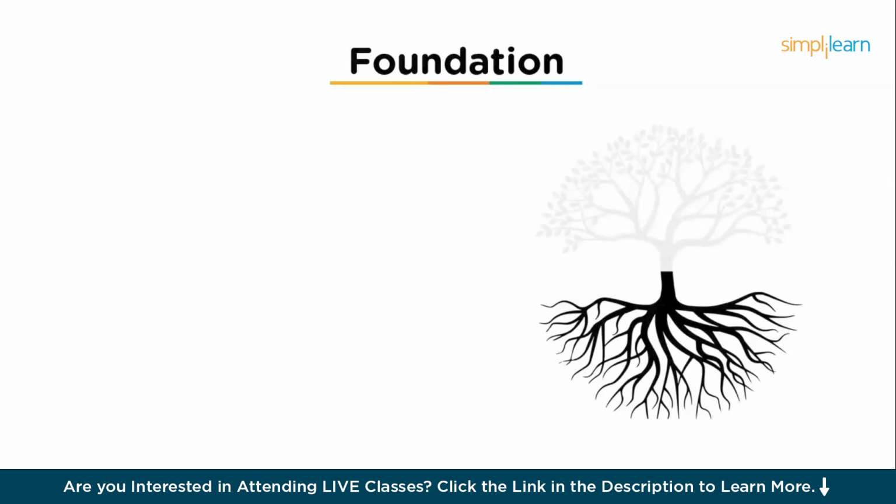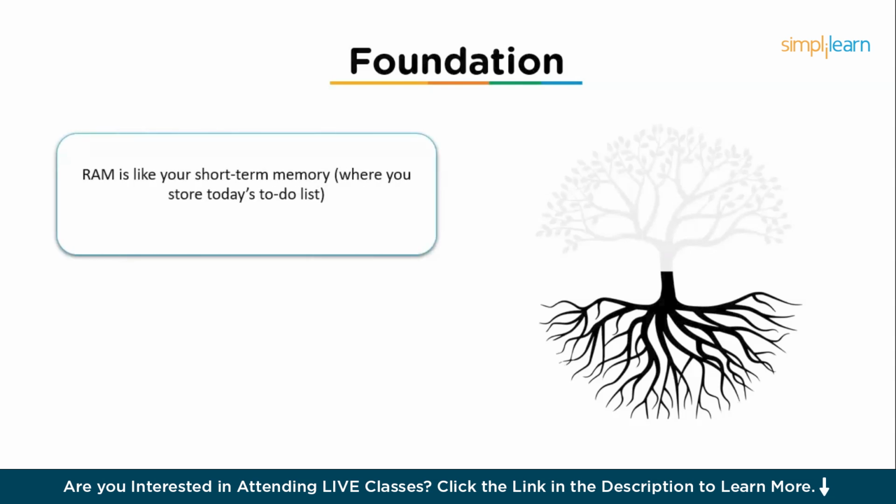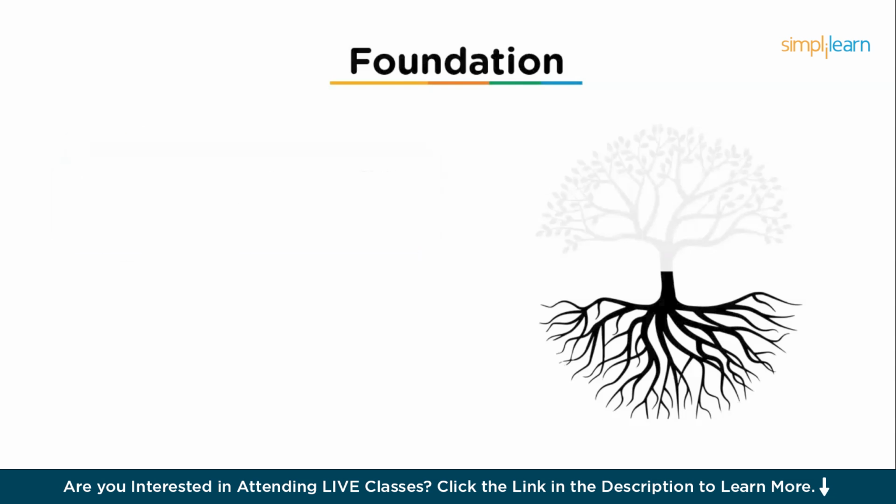Let's start simple. Volatile memory like RAM is fast and temporary. It forgets everything when the power goes out. Non-volatile memory like the ROM and flash is just the opposite. It's slower but remembers everything even when powered off.